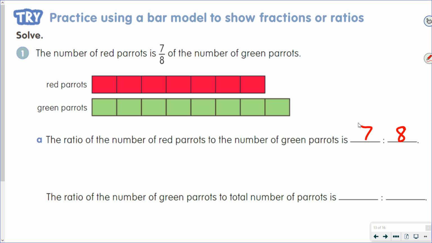If the question said the number of red parrots is 7/8 of the total number of parrots, then our ratio would not be 7 to 8, but it would be 7 to 1 because of how it's worded. So you do have to read things very carefully with ratios. So the ratio of the number of green parrots to the total number of parrots is 8 to 15.